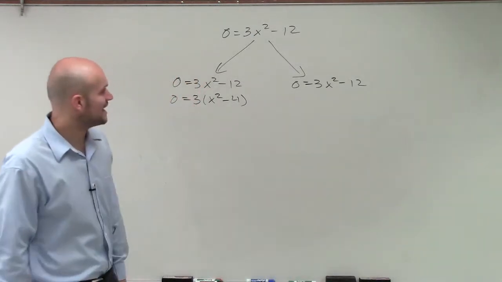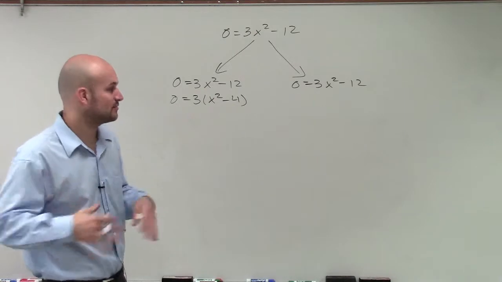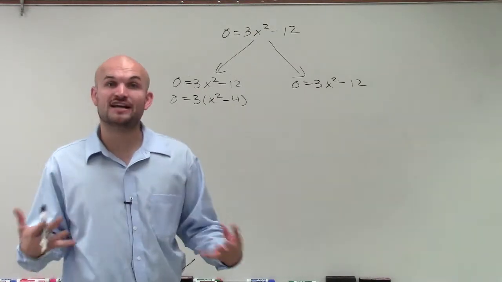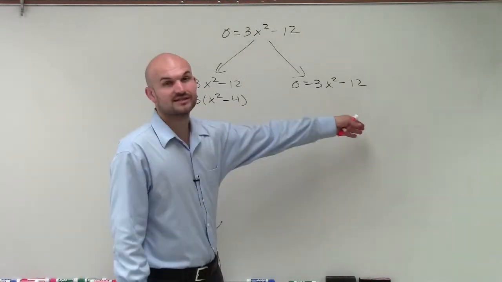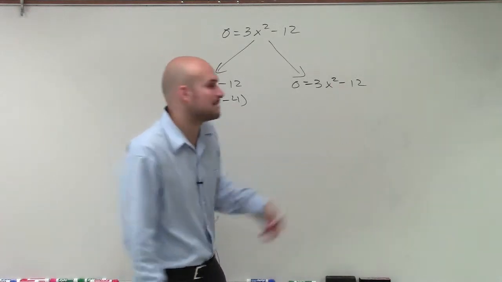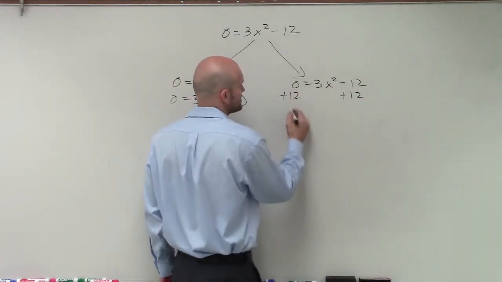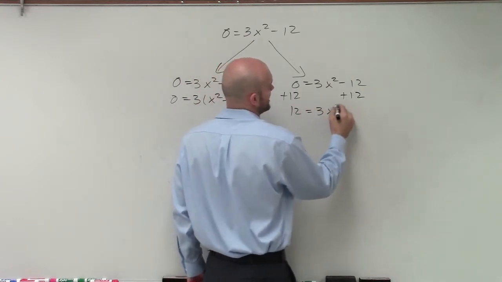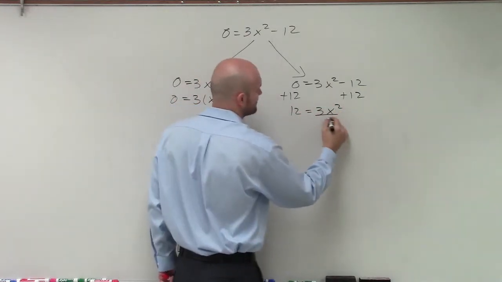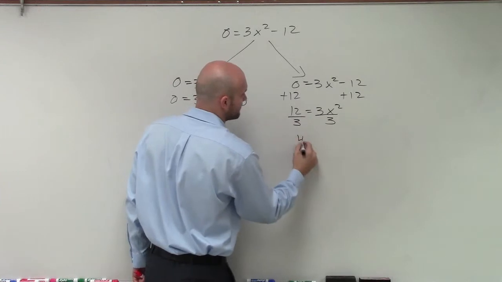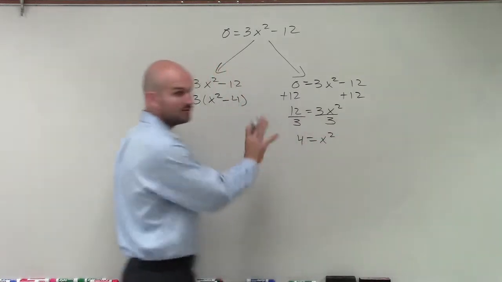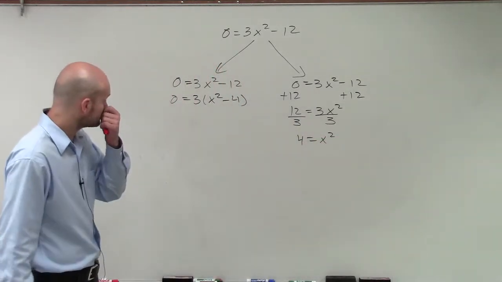So now we notice we're going to have to apply, remember, our square root method, which pretty much means we're going to have to use our inverse operations. So if I forgot to factor something out, I know, all right, well, inverse operations, I just need to add the 12 to the right side, or to both sides. Therefore, I have 12 equals 3x squared. And now I need to divide by 3, and I get 4 equals x squared. Now, we'll finish that up in just a second.